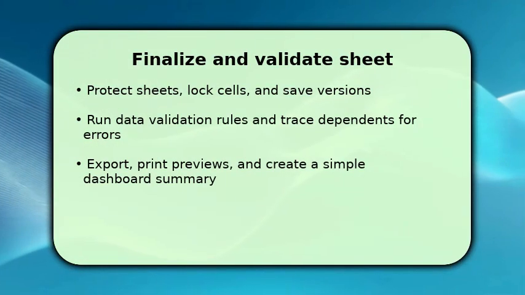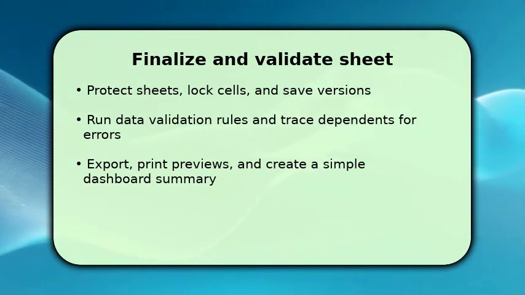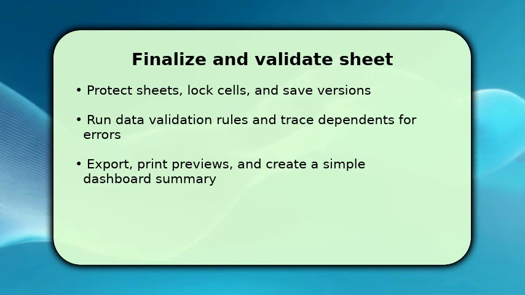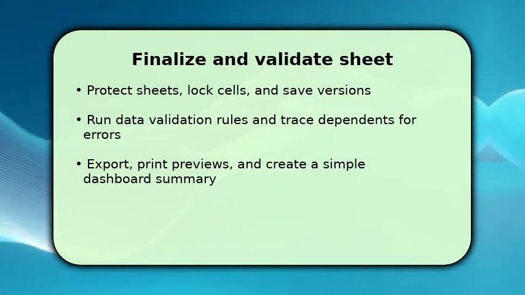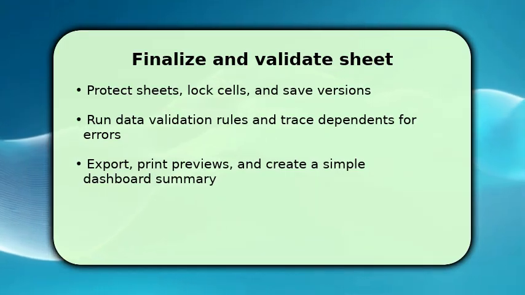You finish by validating and protecting your work so the sheet is reliable. Start with data validation rules to restrict entries, then use trace dependents and error checking to find broken formulas. Once satisfied, lock critical cells, protect the sheet, and save a version copy so you can roll back.